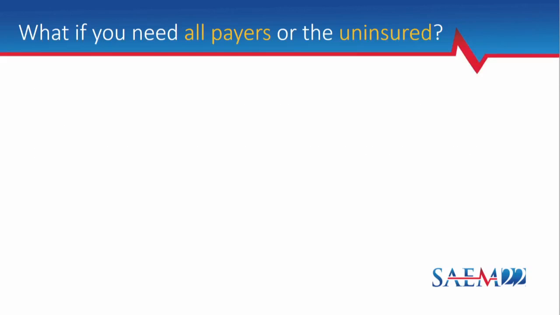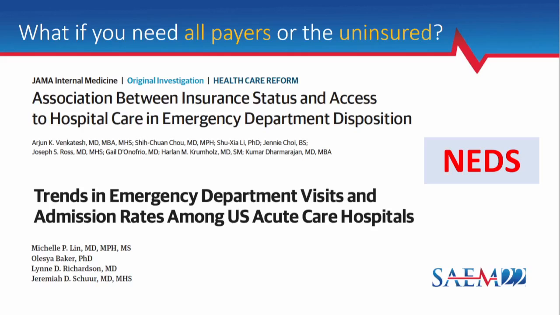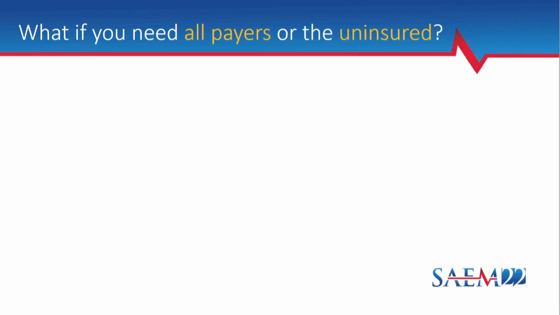But not all questions are appropriate for these types of data sets, like Medicare or Medicaid or the commercially insured. You might want to know about all payers or the uninsured. An elegant study by Arjun Venkatesh looked at the impact of insurance status on patient transfer. Michelle Lin looked at trends in disposition for all payers. So NEDS, the National Emergency Department Sample, is one way you can really look at all payers, and a lot of health services researchers have used it within emergency medicine to get around the limitations of these other data sets.